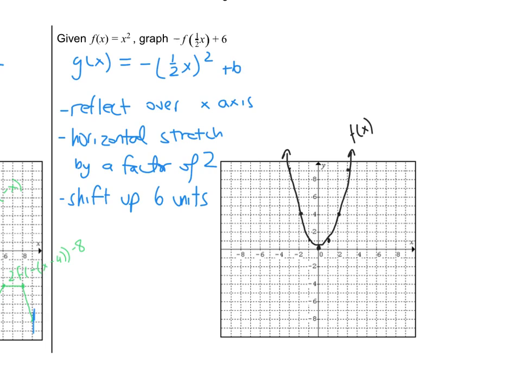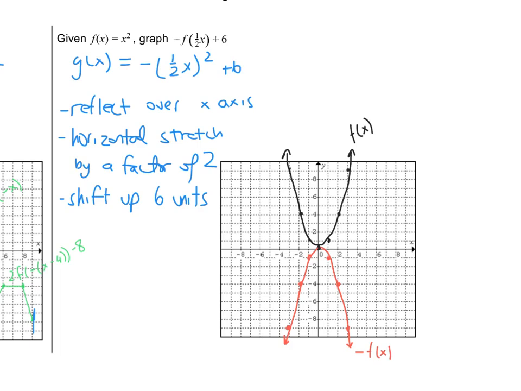So I'm just going to start off with my a value, and I'm going to reflect my parabola over the x-axis. And when I do that, my parabola will now open downwards. So I'm just taking all of the y values and multiplying them by -1, but keeping the x values the way they are in my coordinates. And this I will label as negative f of x.